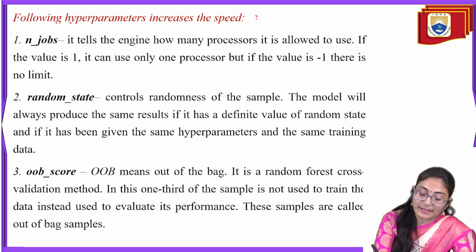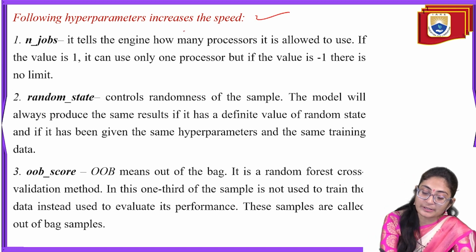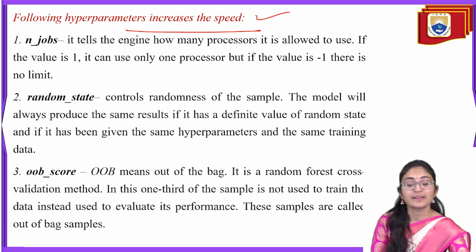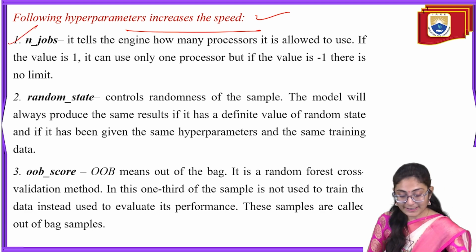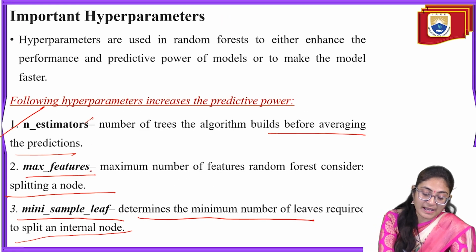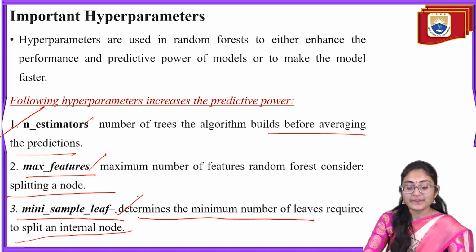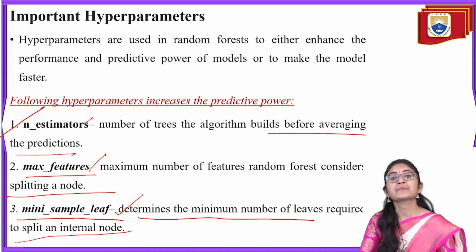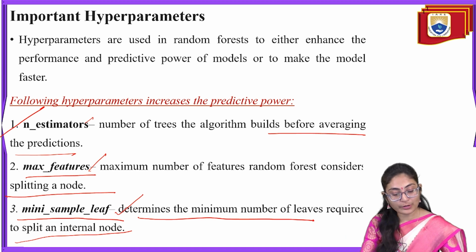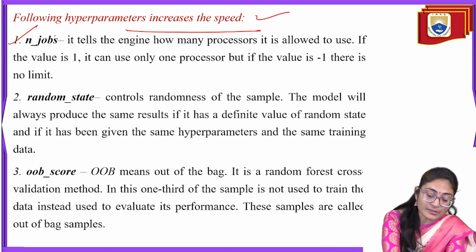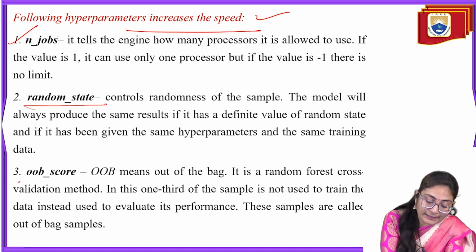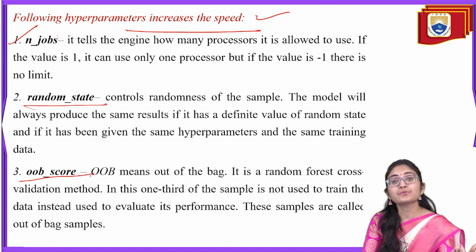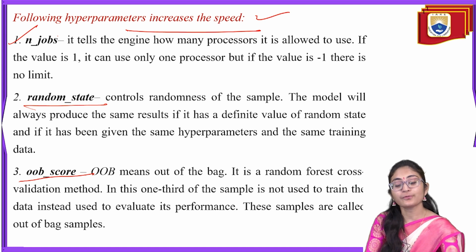Then there are some hyperparameters which increase the speed. The first one is n_jobs. These parameters were n_estimators, max_features, and min_samples_leaf. These hyperparameters are used for increasing the predictive power of your model. Now, n_jobs, random_state, and oob_score are used for increasing the speed of your model.